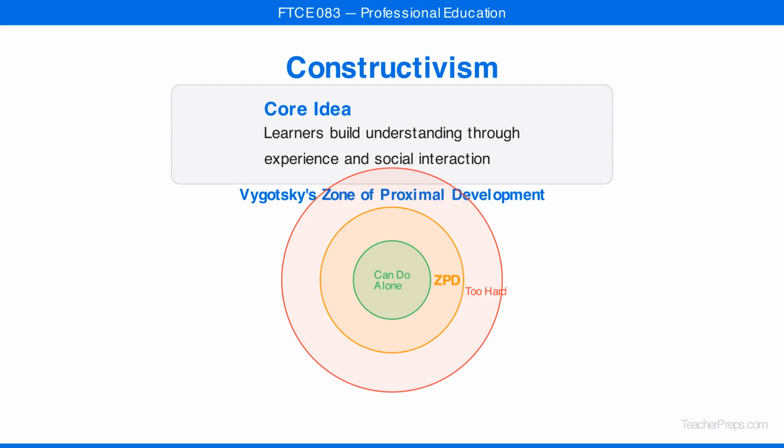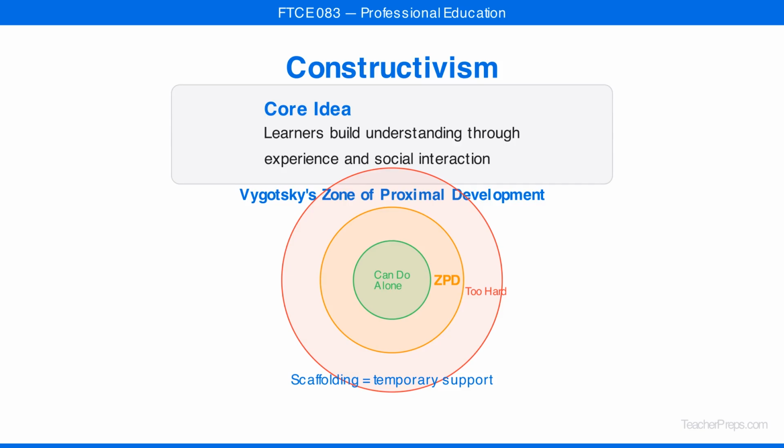The ZPD is the range between what a learner can do independently and what they can do with guidance from a more knowledgeable person. Tasks below the ZPD are too easy. The student gains nothing. Tasks above the ZPD are too hard. The student gets frustrated. Tasks within the ZPD are the sweet spot, challenging enough to promote growth but achievable with the right support. That support is called scaffolding. Scaffolding is temporary, structured assistance that is gradually removed as the learner gains competence.